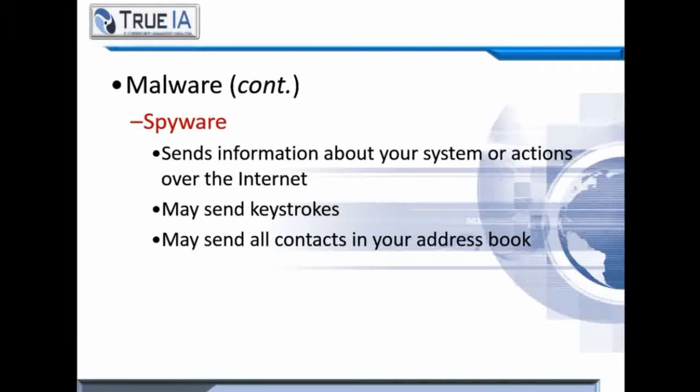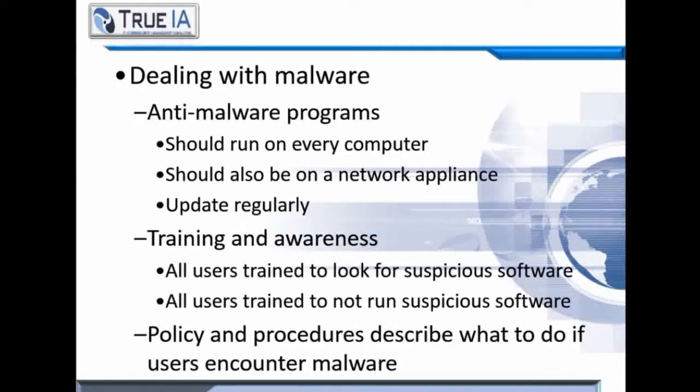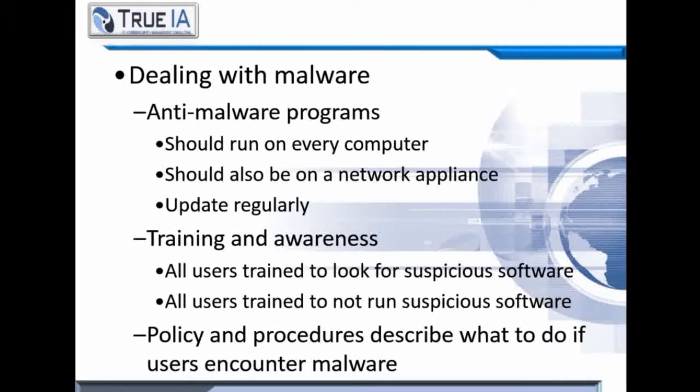Next is spyware. Spyware sends information about your system or your actions over the internet. They may contain keystrokes, even sending all the contacts in your address book. Have you ever had someone say that they received an email from you and you know you didn't send it? With so many types of malware, we have to figure out how to combat it. It all starts with a good anti-malware program. It should be running on your computer and also should be on your network appliances. You need to be sure to update these regularly so you're sure to have the most recent signatures.